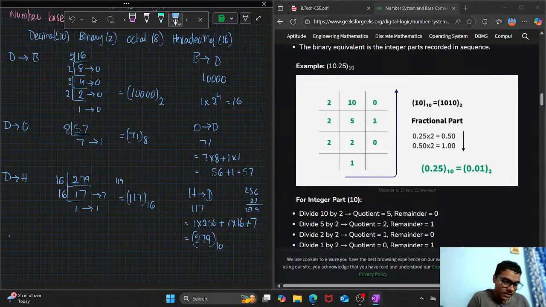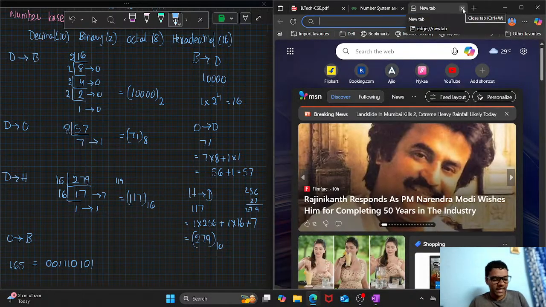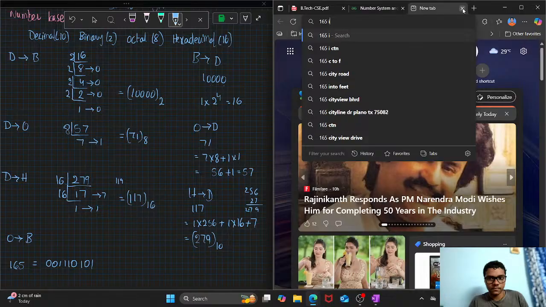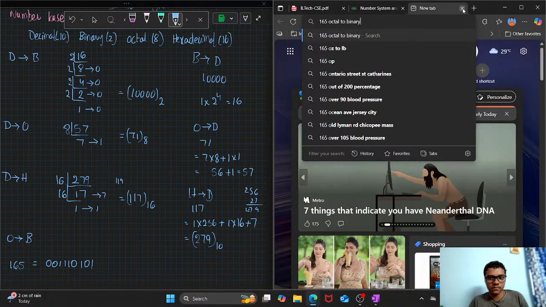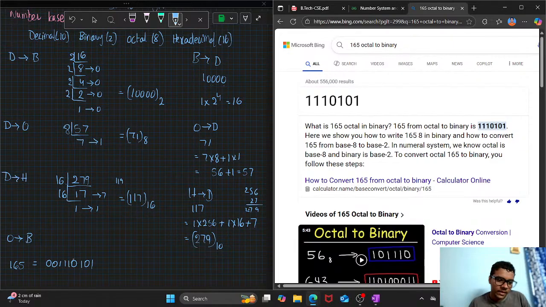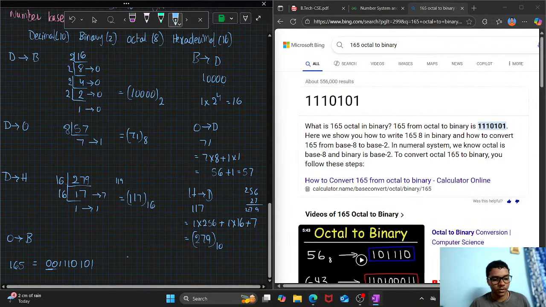Let's take another number for octal to binary. We got to do this, right? 165. Let's say this. 1 is 001. 6 is 4 and 2, right? 110. 5 is 101. And this is how you convert it to binary. 165 octal to binary: 1110101. Exactly. You can discard the zeros on the leftmost. That is not an issue.